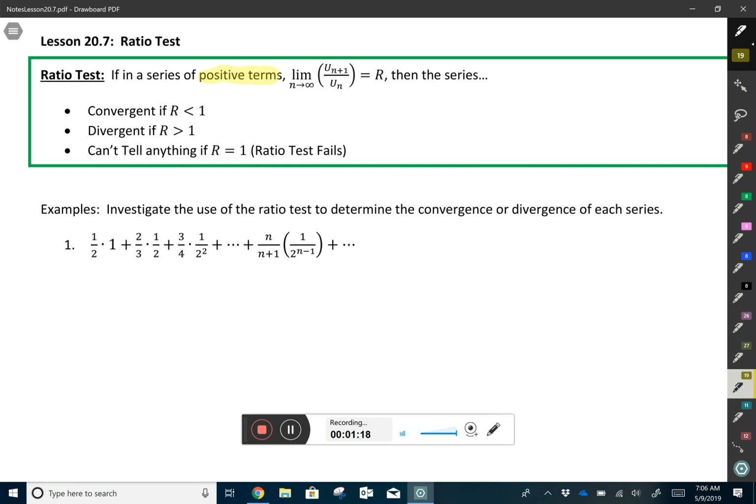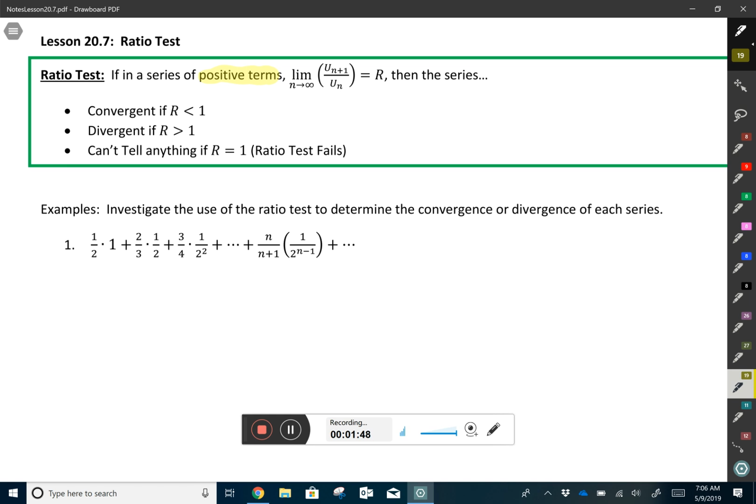So if the limit as n goes to infinity of that ratio of the n plus 1 term to the nth term is less than 1, then our series is convergent. If the limit of the ratio is greater than 1, then the series is divergent. If it's equal to 1, nothing is shown and the ratio test fails. And that's it. That's all we're going to do.